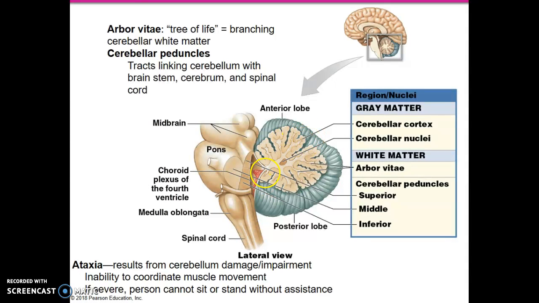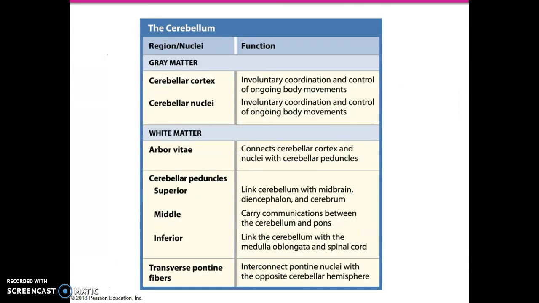When you cut into the cerebellum, you're going to see a tree-shaped structure. It is arborvitae, the tree of life. And you can see it's here. Ataxia is a result of cerebellum damage, and it's the inability to coordinate muscle movements. If severe, a person cannot stand or sit without assistance. Again, pause the video to read through this.